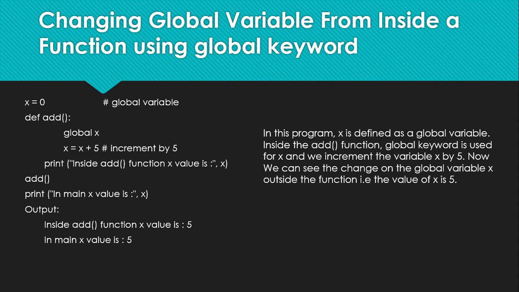You will see that x is equal to 0 is the value that you have assigned for x, and it is a global variable. In the next line, you're going to define the function add, and inside the function add, you're going to use the keyword global. So this is accepted because you have declared the variable as global, and you're incrementing the value of the global variable by 5. So what happens? 0 plus 5 will be 5.